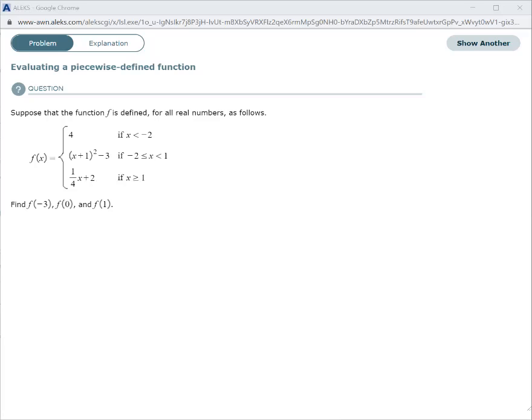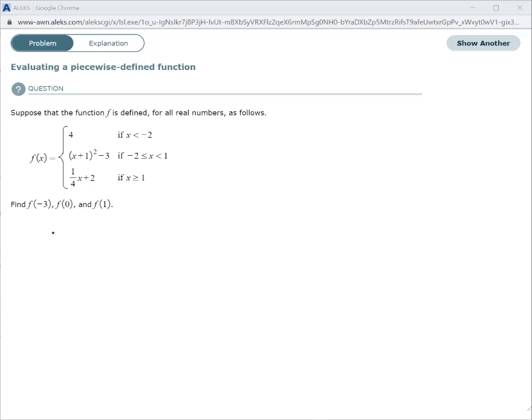We've got either f of x equals 4, or f of x equals (x plus 1) squared minus 3, or we've got f of x equals 1/4 x plus 2. And the kicker is over on this right side, it says it's 4 if x is less than -2. Or it's this one if x is -2 less than or equal to x less than 1. So in between -2 and 1. Or we've got this one if x is greater than or equal to 1. So it's going to be different based off of what we're plugging in.